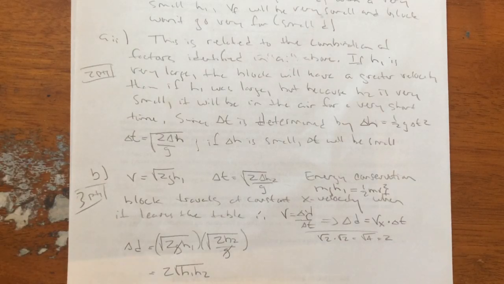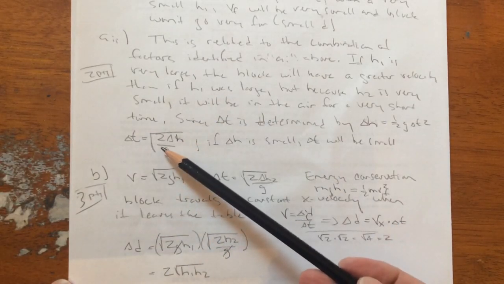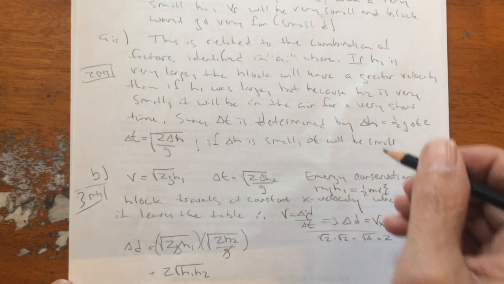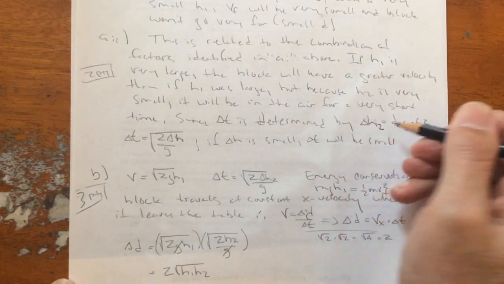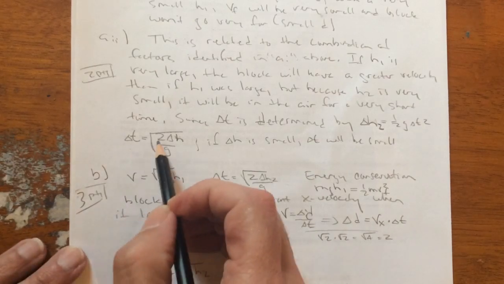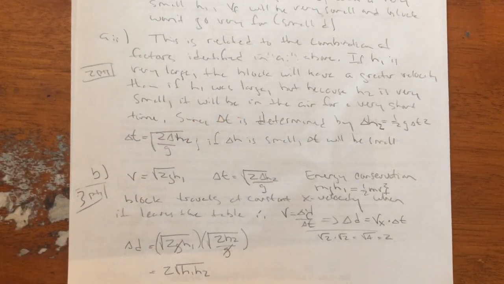We're going to use the same thing. Now we're going to talk about T though. Since T is determined by change in H2, let me label that. I recommend if they label things H1 and H2, you do the exact same thing. Easy money. Change in time, 2 change in H2 over g.